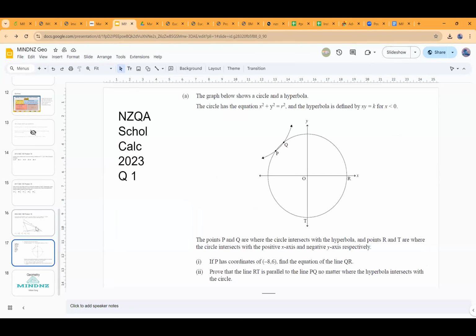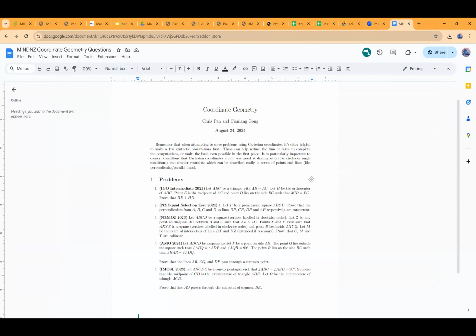Okay, the next question here is a scholarship calculus question, which I'm not going to do because I don't want to do that. Instead, I'm going to go through one or two of these problems I've compiled on this sheet. Wait, do you guys see the problems that I'm sharing right now on the Google Doc?